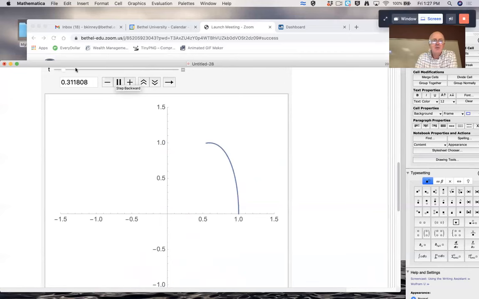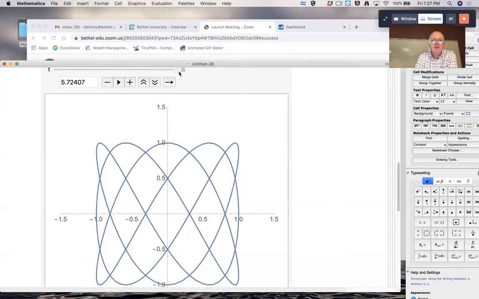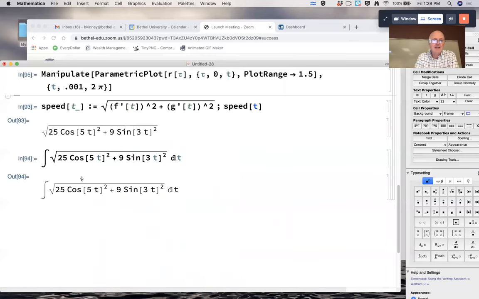What's the distance traveled? What's the arc length of the curve from 0 to 2 pi? It's not obvious what it is. Can we approximate it? That's our goal. You can't do it this way because you're not getting an answer.